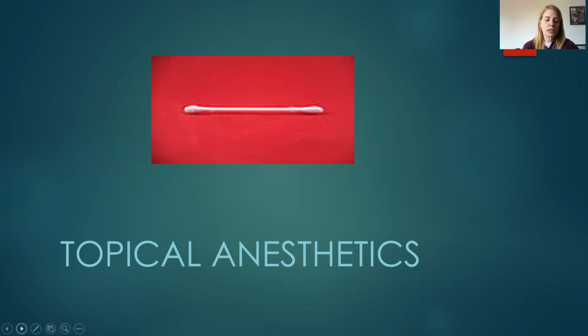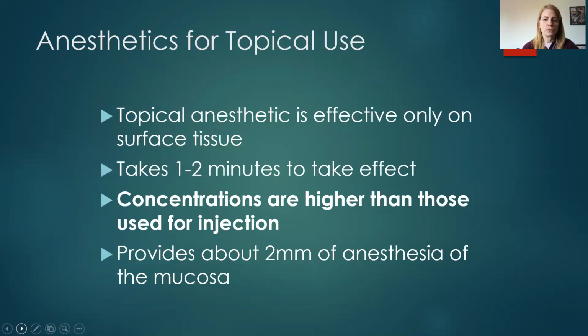Penetrates 2 to 3 millimeters into the tissue. It's effective only on surface tissue or mucous membranes. Takes about 1 to 2 minutes to take effect. Concentrations are higher than those used for injection, and it provides 2 to 3 millimeters of anesthesia of the oral mucosa. Topical versus local anesthetic injections will vary by the location and depth of penetration.